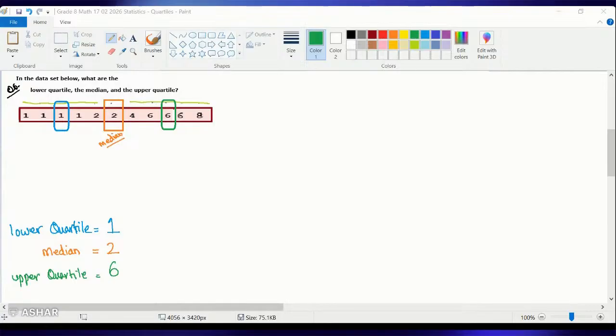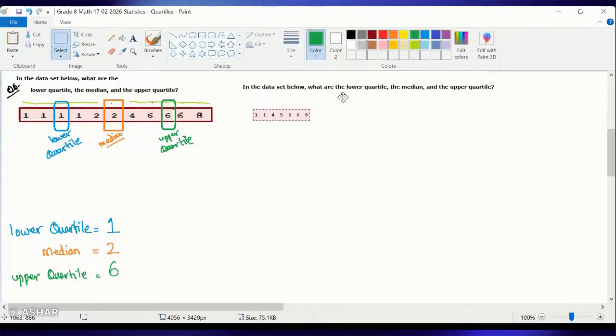So we have the lower quartile, we found the median, and we found the upper quartile. Okay, agreed? Let's have a look at the next question. The next question is asking us to find all 3 variables: lower, median, and upper quartiles.